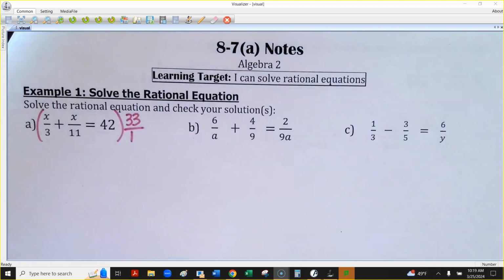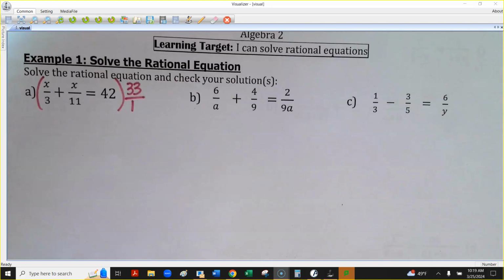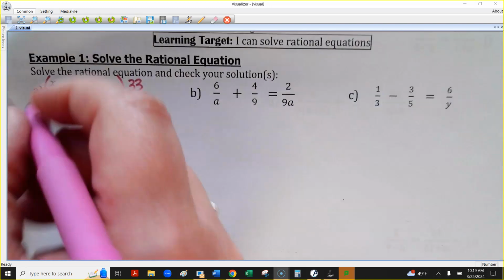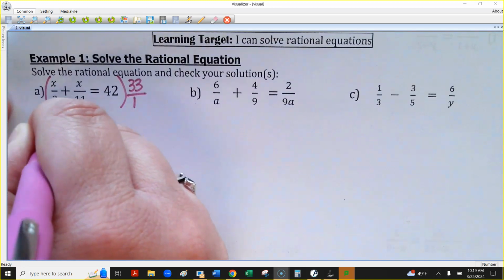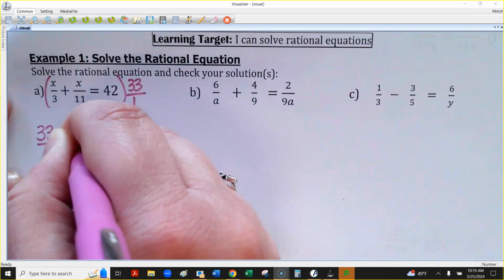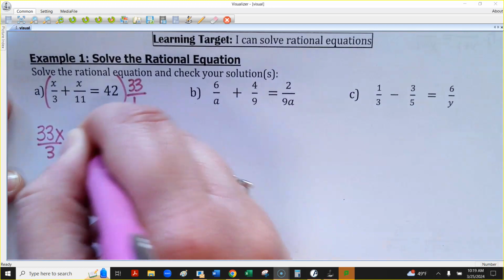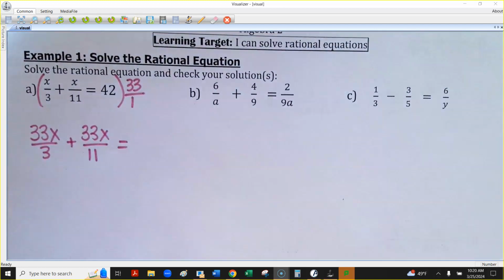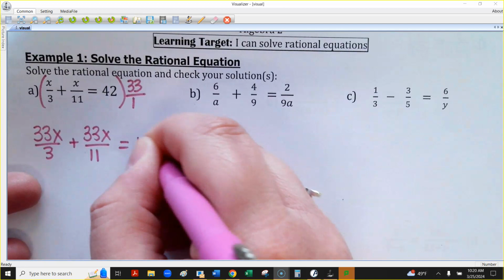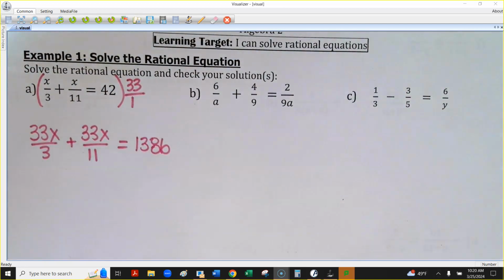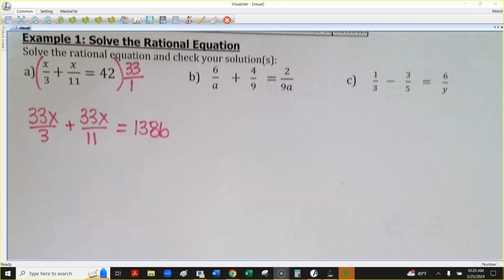Think about that as like 33 over 1. So if you want to skip this step, if it makes sense to you, that's completely fine. But this first little term here would become 33x over 3. Then it would be 33x over 11. And then I'm going to grab my calculator and figure out what 42 times 33 is. This would be 1386. Now, if we picked a number that both of those denominators would go into, that should just cancel those fractions out.